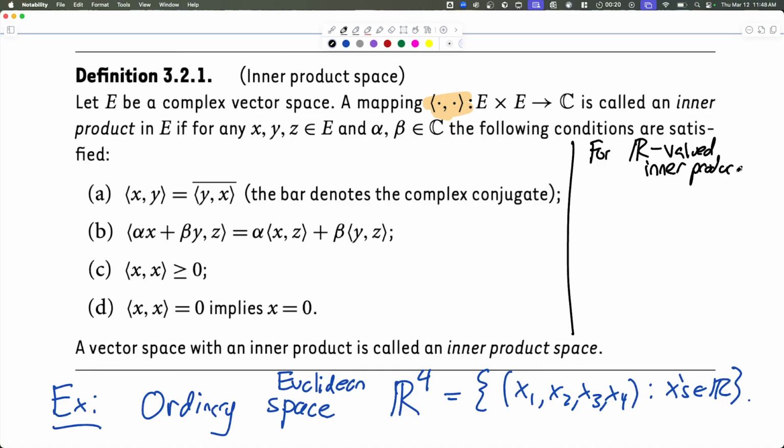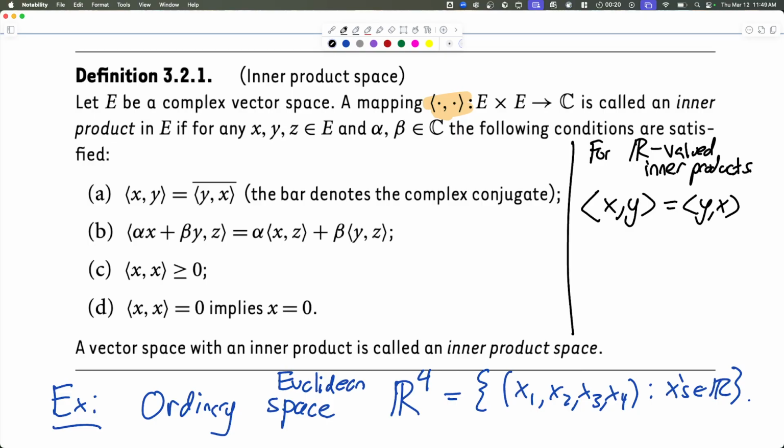So in some situations, it really is more convenient to do complex valued ones, but for the most part, we're almost always going to do real ones. And for real ones, it just says xy equals yx. That's what the thing says. So you switch the order, the inner product of x and y is the same as the inner product of y and x. That's condition A.